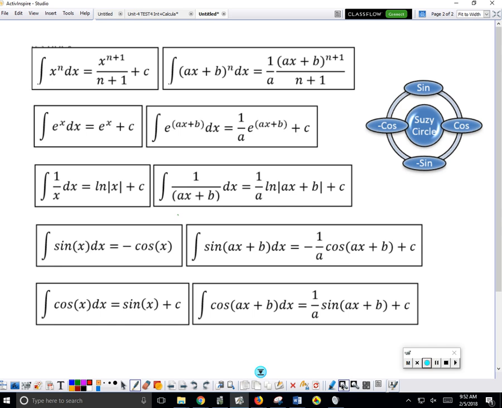This column, there's only one difference. Instead of being x to a number, it's ax plus b to a number. A is just some constant. So this is x to a number, like x to the 5th. This is like 3x plus 4 to the 5th. The only difference is it's x alone here, sorry, here it's ax plus b.